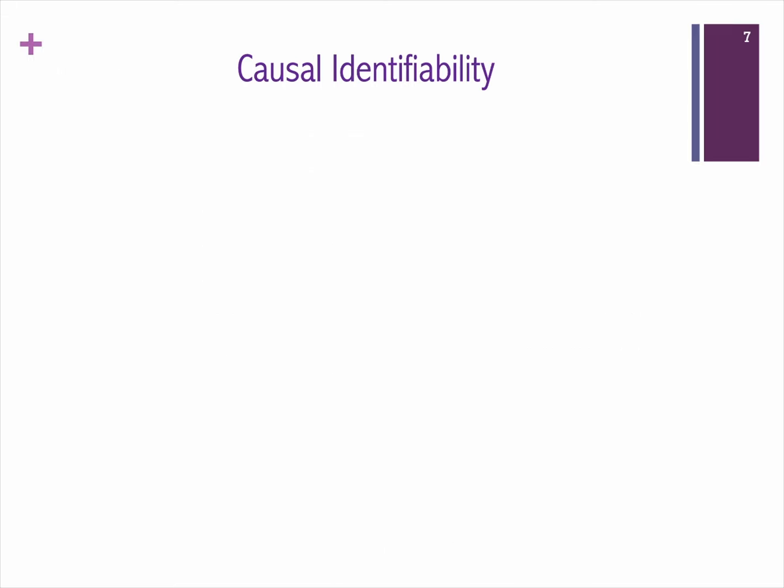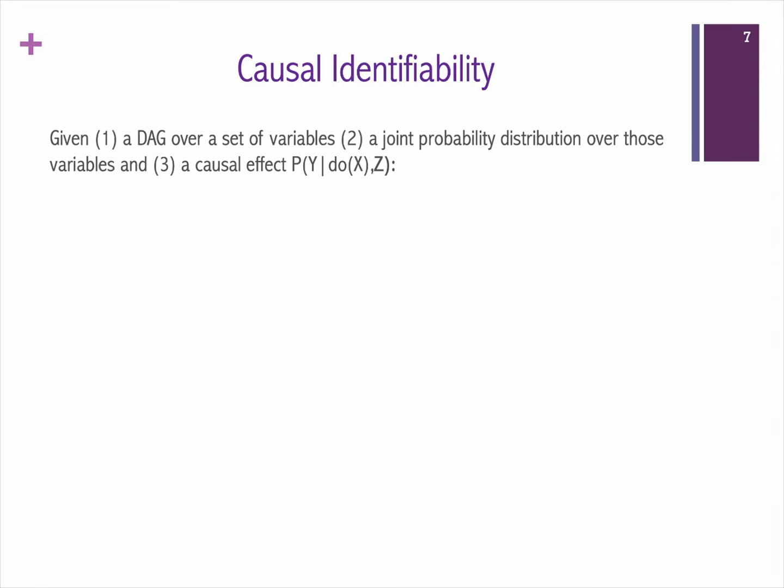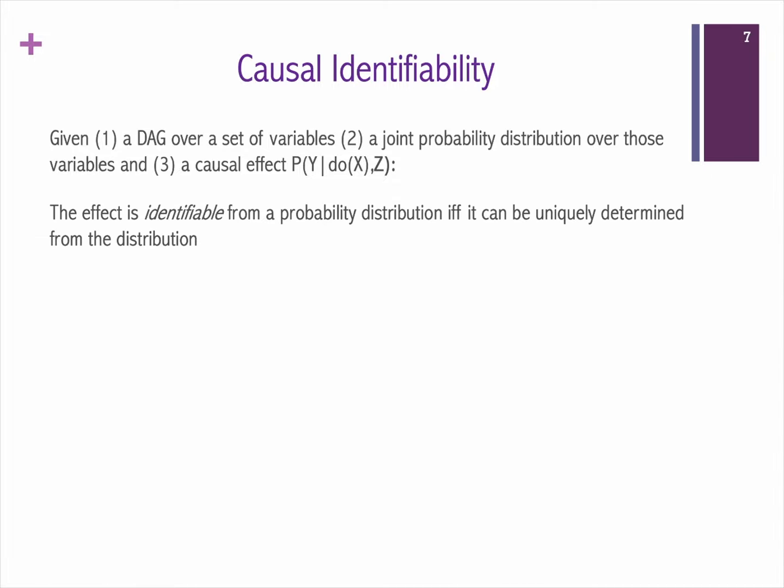I can now present what I take to be the most underrated concept in causal inference: causal identifiability. Identifiability concerns whether, given one's causal assumptions, one can in principle measure a causal effect from data. More precisely, given 1. A causal graph, 2. A probability distribution indicating the dependencies among the variables in the graph, and 3. A causal effect, the effect is identifiable from a probability distribution if and only if it can be uniquely determined from the distribution.